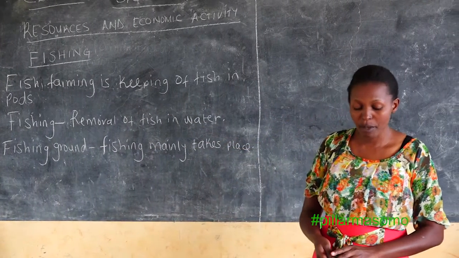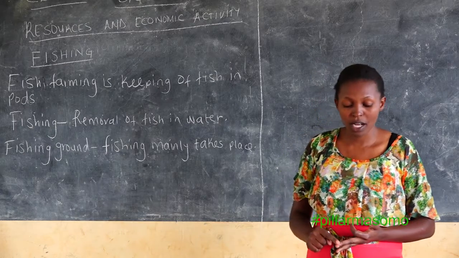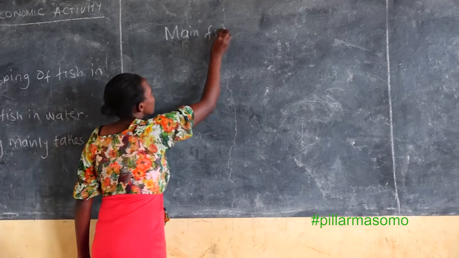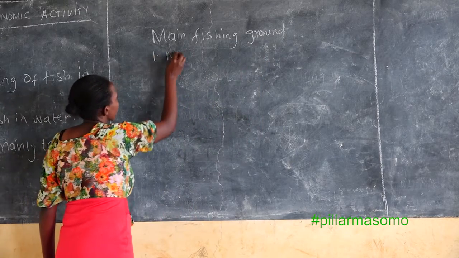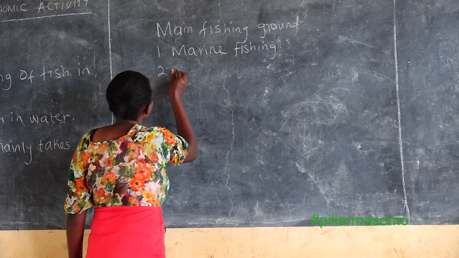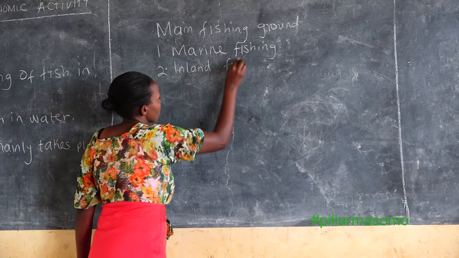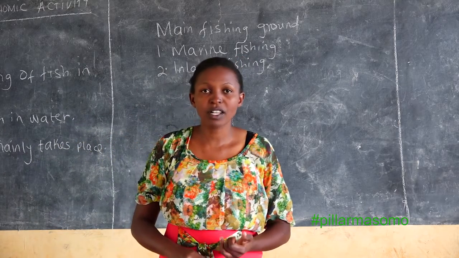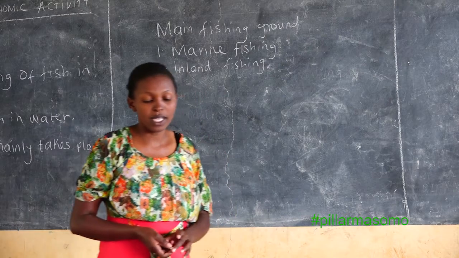Now we still continue on. We have the main fishing grounds in Eastern Africa, and these are divided into two. We have the inland fishing ground, and then we have the marine fishing ground. Then now we continue with the fish farming areas in Kenya.